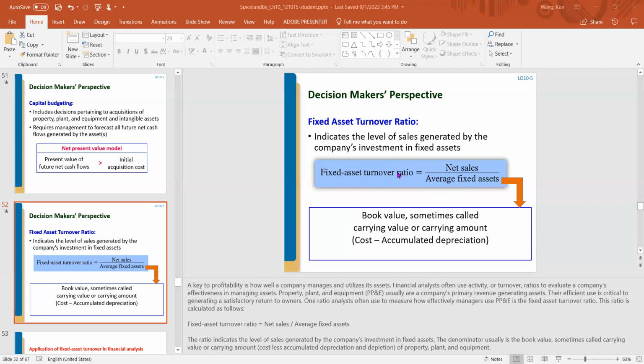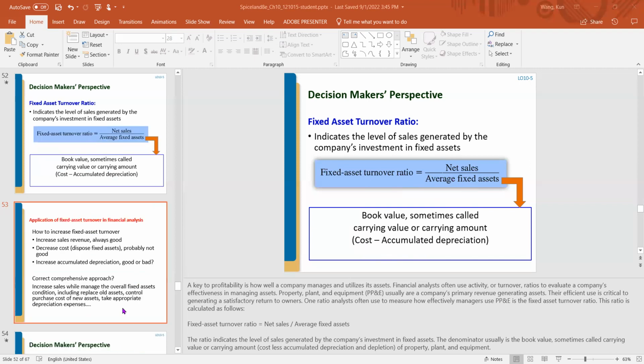If we want the ratio to increase, you can increase the numerator or decrease the denominator, the bottom number. If we want to decrease the average fixed assets, there are two factors involved: the cost and accumulated depreciation. For example, if you decrease the cost, you can increase the ratio itself.